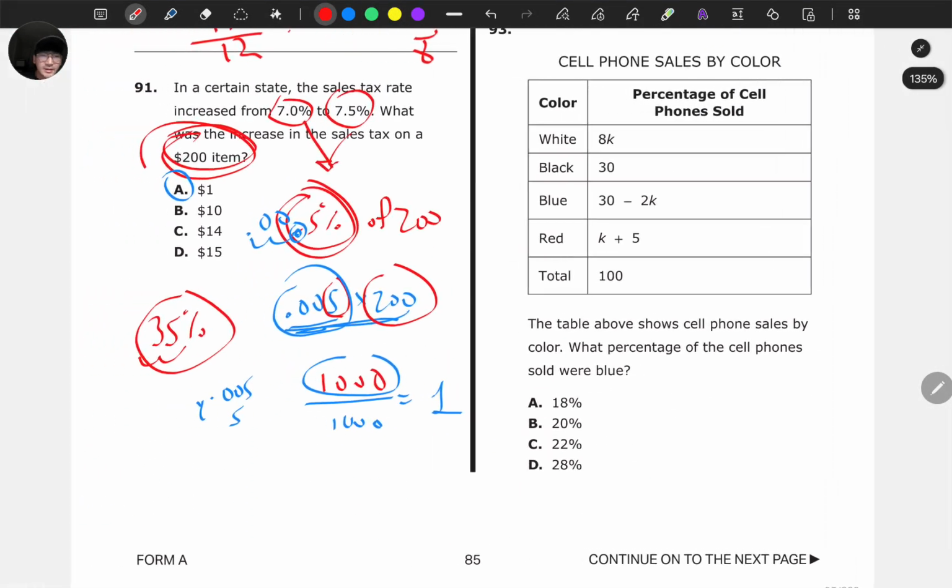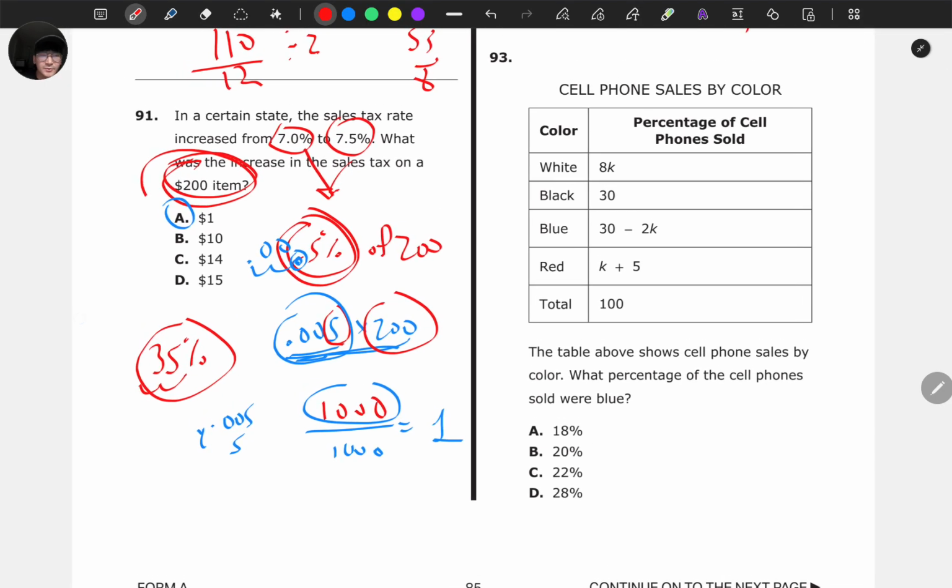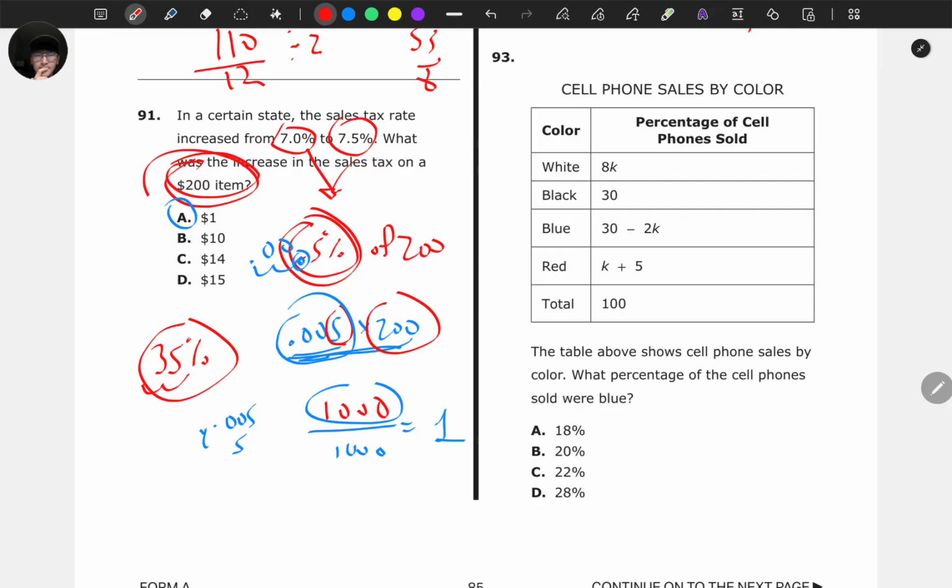Okay. So the table above shows cell phone sales by color. What percentage of the cell phones sold were blue? Okay, so to find this in percent, you just got to find the number of blues over the total cell phones. But here they gave you the total. It's going to be 100. And percent means out of 100. So that's going to be very, very convenient, because it's already out of 100.